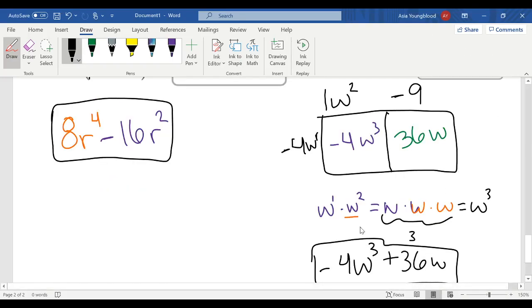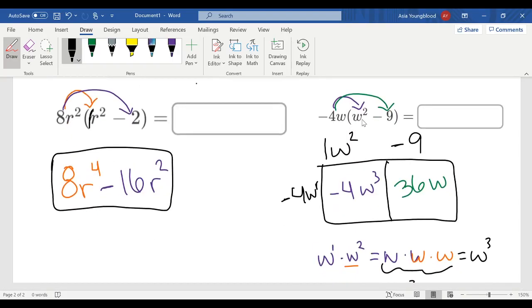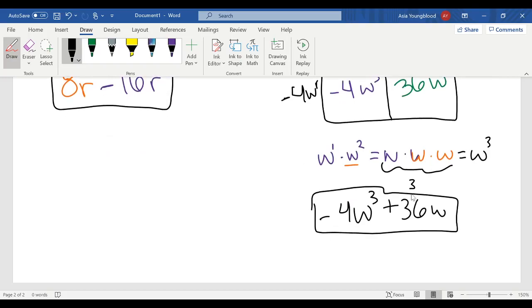So we just finished this last problem here from Khan Academy. We multiplied -4w times w squared minus 9. We distributed -4w times w squared to get -4w cubed. -4w times -9 got us 36w. So that was the final answer we typed into Khan Academy.